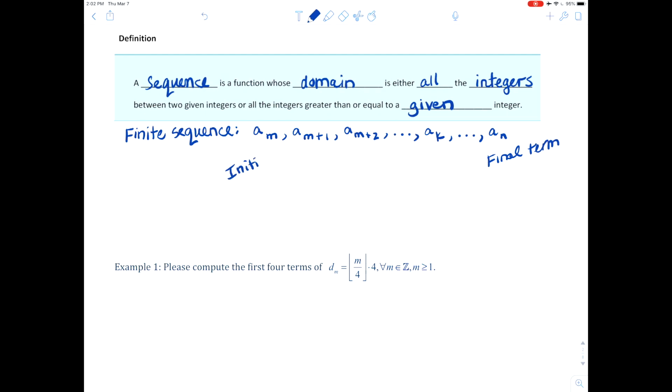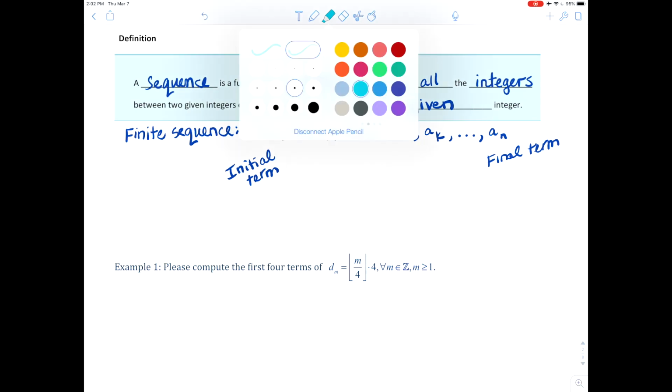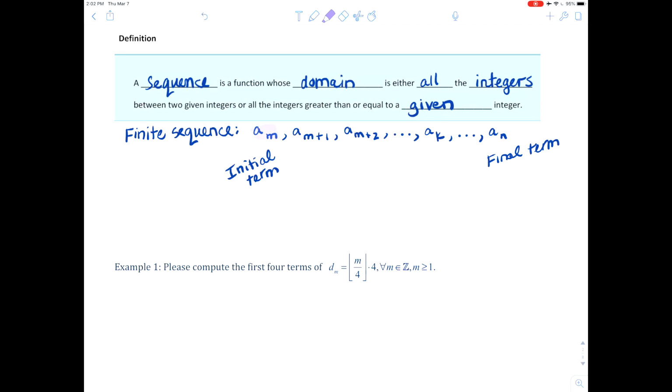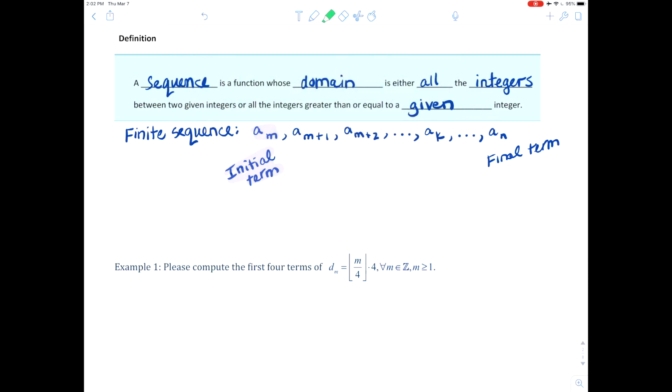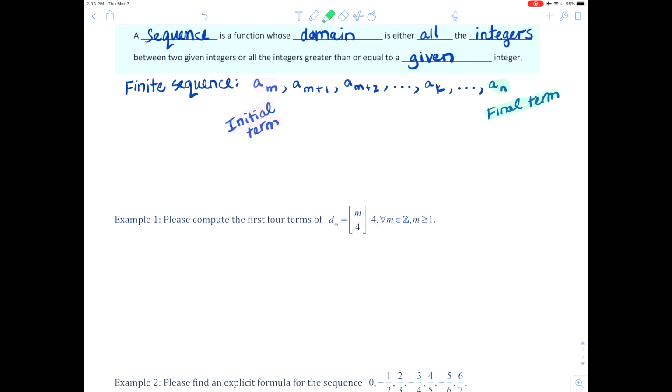initial term. So our initial term, let me do a different color. Our initial term is this a sub m, and then our final term of a finite sequence would be some a sub n. Now, these are just dummy variables, okay? You can pick whichever letters you want to use. They're just arbitrary as long as you define them, okay?